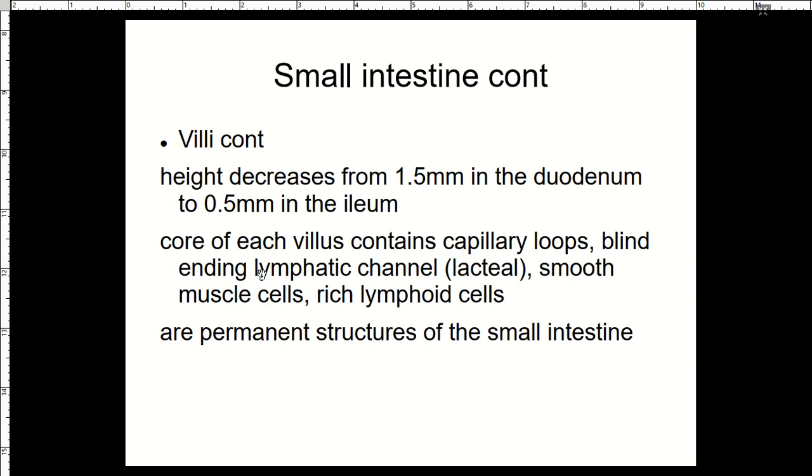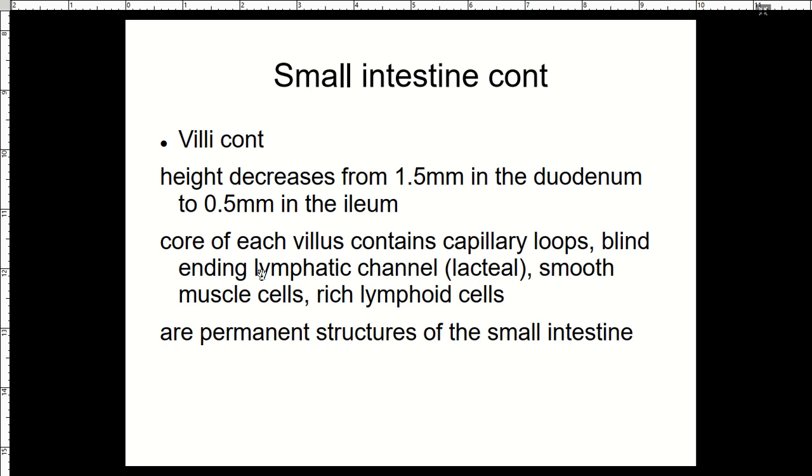As we move from the duodenum to the ileum, the villi decrease in height. You understand? So in the duodenum, you have villi that are about 1.5 millimeters, but in the ileum, you now have villi of 0.5 millimeters. Why? Because most of the absorption takes place in the duodenum and the jejunum. So that's where we have long, numerous villi.